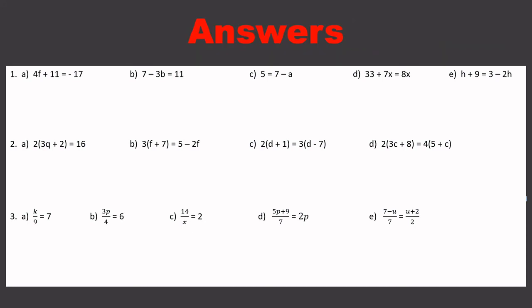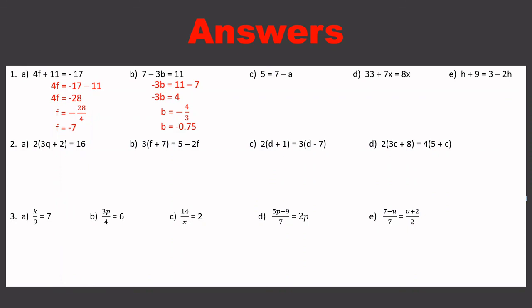For question 1, first we'll move the 11, minusing the 11, simplify, then we'll move the 4, dividing by 4, and our answer. Question B, first we'll move the 7, we'll minus the 7. Notice the negative belonged to the 3b and it stayed there with the 3b. Simplify, then we'll move the negative 3, which is multiplying by the b, so we'll divide.